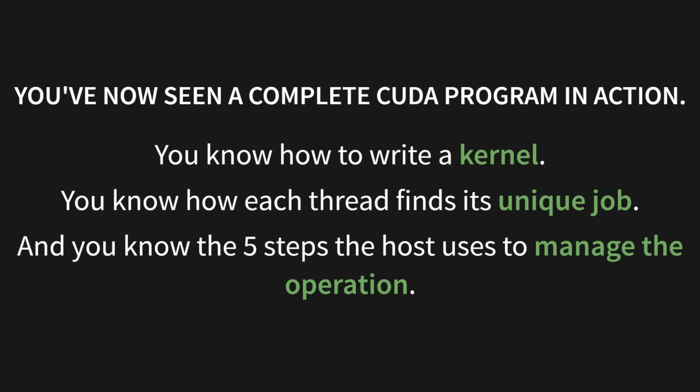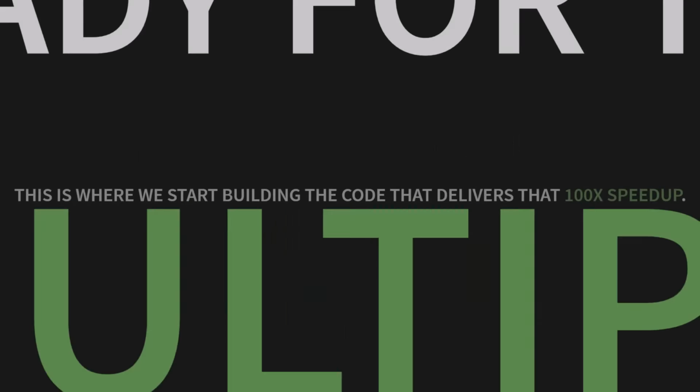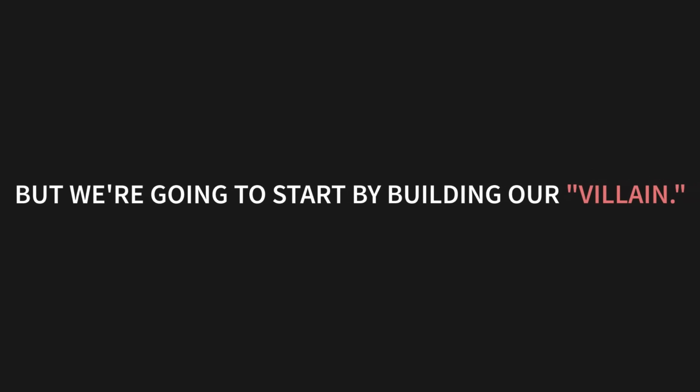You've now seen a complete CUDA program in action. You know how to write a kernel, you know how each thread finds its unique job, and you know the 5 essential steps the host uses to manage the entire operation. We're ready for the main event. Matrix multiplication. This is where we start building the code that delivers that 100x speedup we promised. But we're going to start by building our villain.